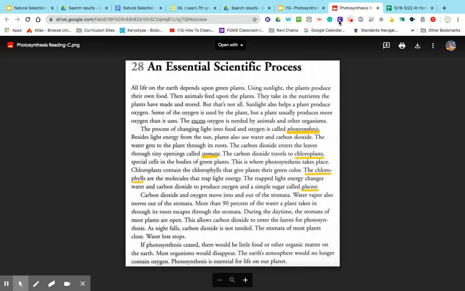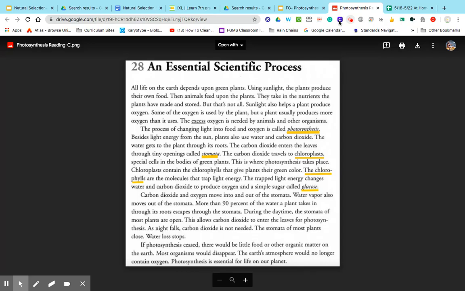Passage reads: An essential scientific process. All life on the earth depends upon green plants. Using sunlight, the plants produce their own food. Then animals feed upon the plants. They take in the nutrients the plants have made and stored, but that's not all.